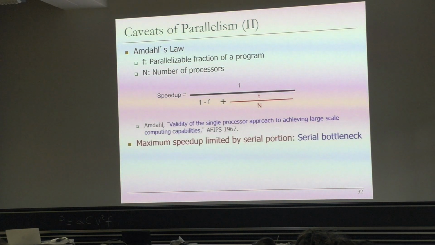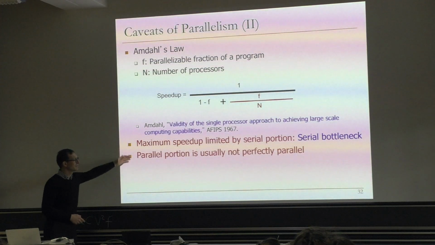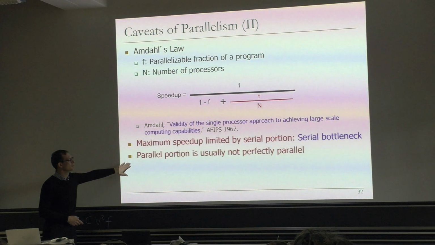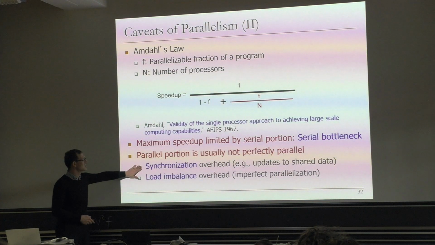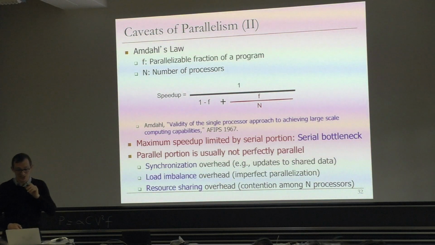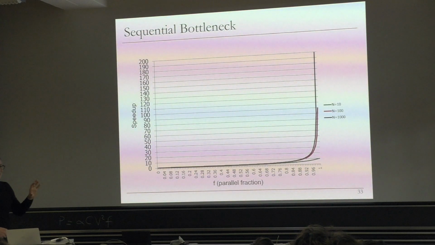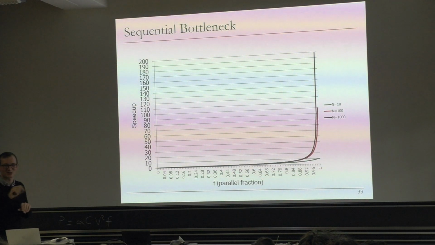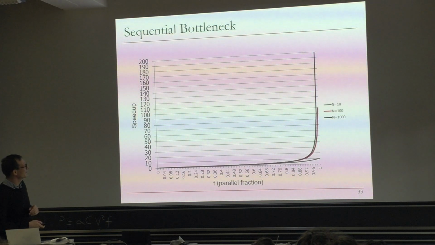I'm not going to harp on it again. It's not just a serial bottleneck, but it's also these 3 fundamental reasons why the parallel portion is not perfectly parallel. That leads to overheads, right? Synchronization, load imbalance, and resource sharing or contention. It's actually an Excel plot, so there's some homework that's done here as opposed to just drawing pictures. But I like this because it's very illustrative, right?